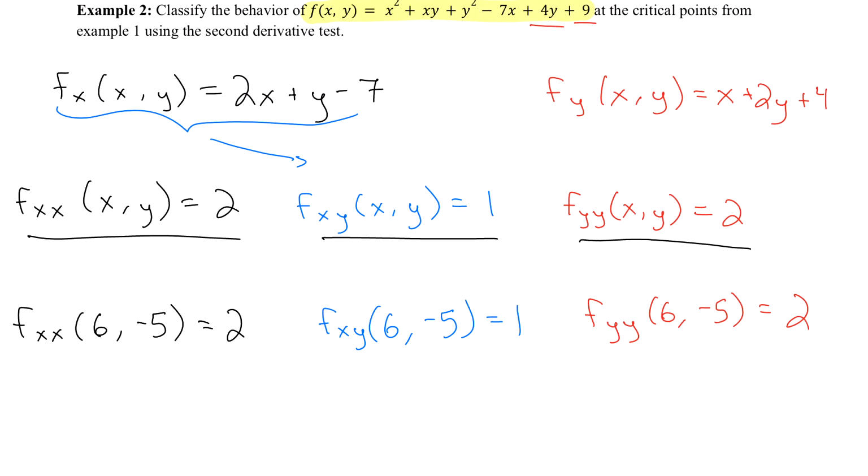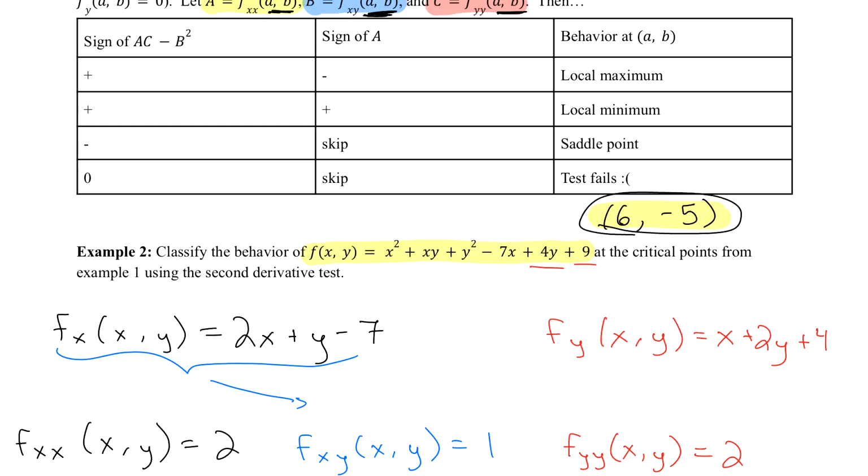So what I found at this point, this value is what I'm going to call capital A. This value in blue, 1, is my capital B. And finally, this value over here, 2, that is my value for capital C. I now need to look at the sign of these, or the sign of some expression of these, and that is what will inform me what the behavior is at this particular critical number.